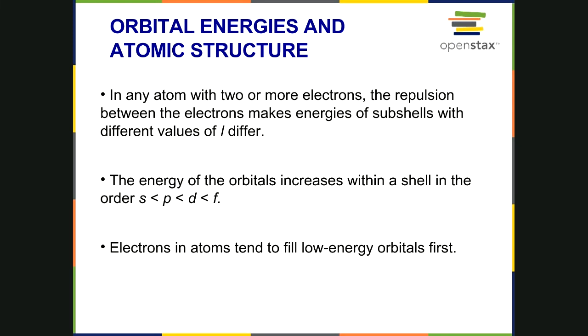Again, in any atom with two or more electrons, repulsion between the electrons makes the energy of subshells with different values of l differ. So when you have atoms with many electrons, electrons with different l values, so the different shapes, are going to have different energies. Just another way of saying that when you have multiple electrons in an atom, different shapes or sublevels are going to have different energies.